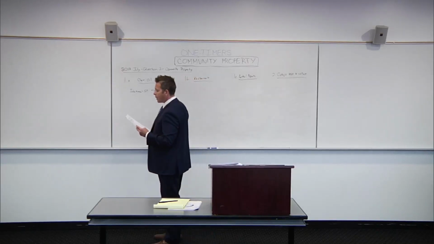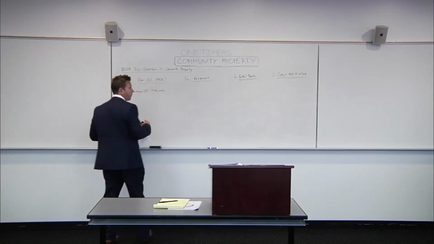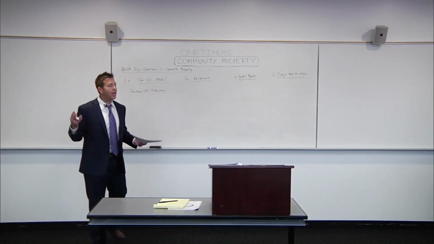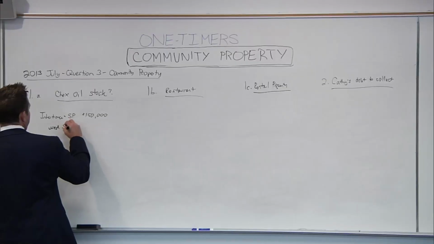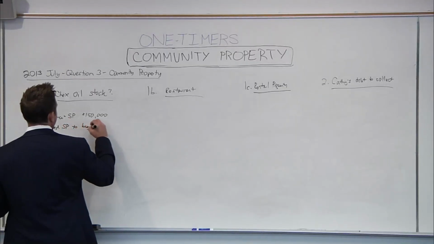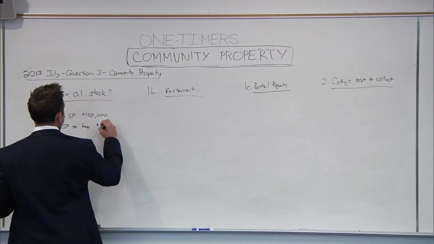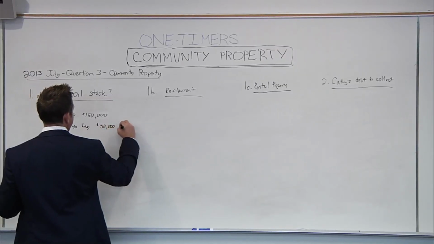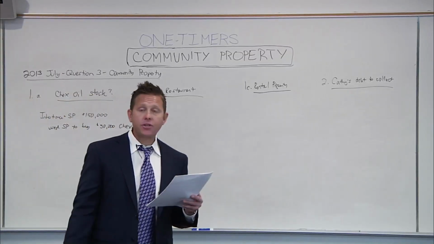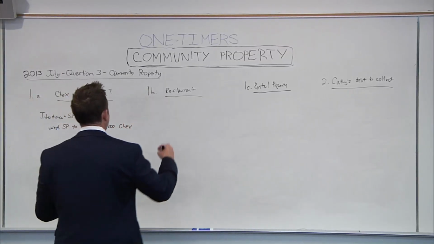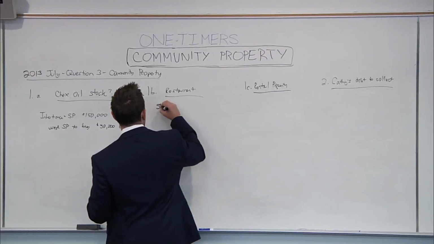When she uses the money to purchase $50,000 worth of oil stock, a change in form does not change the character of the asset. It's still separate property. So she used separate property to buy $50,000 of the checks. And a restaurant that cost $100,000. Okay, again, separate property.